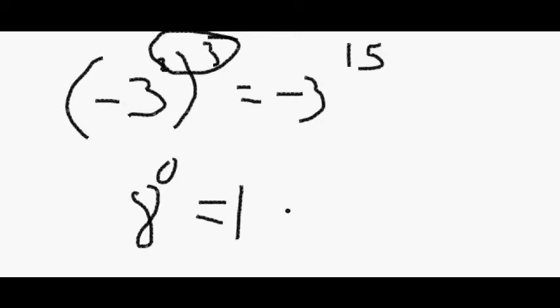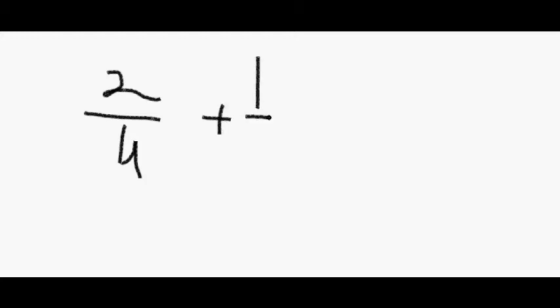Anything to the 0 power, let's say it's 8 to the 0 power, anything to the 0 power is 1. Okay. Number 24 is My Dear Aunt Sally. Number 25, well, 25 is easy. Let's say we have 2 over 4 plus 1 over 4. Alright, we're adding fractions. Well, the denominators are the same, so we can simply add the numerators. 2 plus 1 is 3, so that becomes 3 over 4.